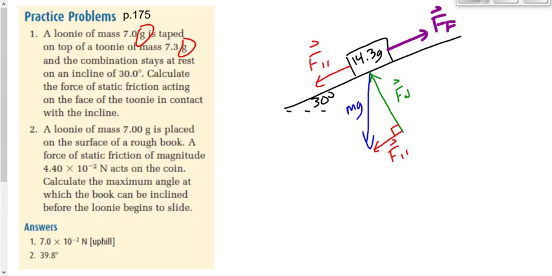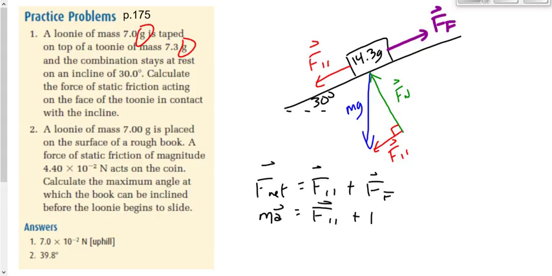Look, guys, if you don't notice right away that F parallel should be equal to the force of static friction, that's okay. Because at this point, we can still say F net is equal to the sum of the forces, F parallel plus FF. MA is equal to F parallel plus FF. What's the value of A? If it's at rest, A is 0. 0 is equal to F parallel plus FF. So F parallel, you can see here, would be equal to the negative of FF.